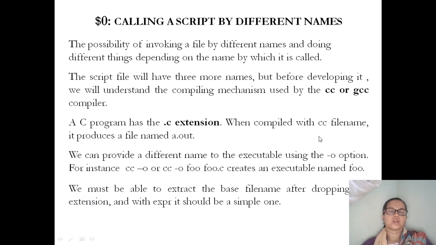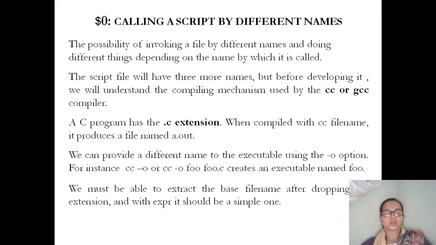$0 is for calling a script by different names. Here the possibility is that a file is invoked by different names and does different things depending on the name by which it is called. So what name you have given, or how you are calling it, matters a lot over here. The script file will have 3 more names. Actually, any script will have its own 3 more names.